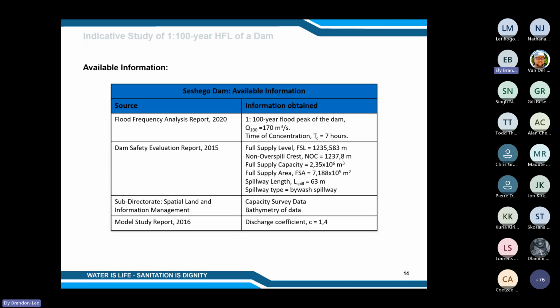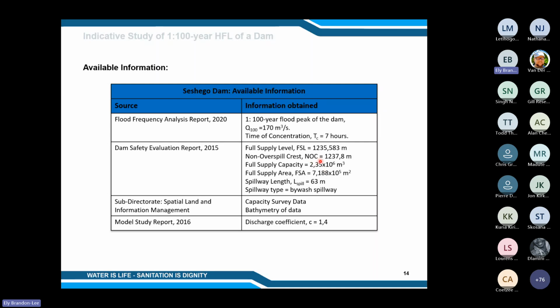The table shown indicates the data which was readily available to me and where I obtained the information that I used. So the 1 in 100-year peak flow for the dam and the time of concentration for the flood, I obtained from the flood frequency analysis report for Shishegu Dam, which was conducted in 2020 by Subdirectorate Flood Studies within the department.